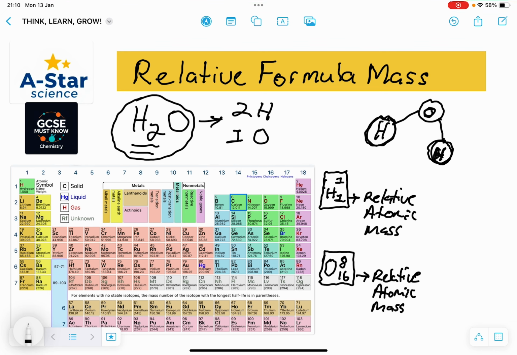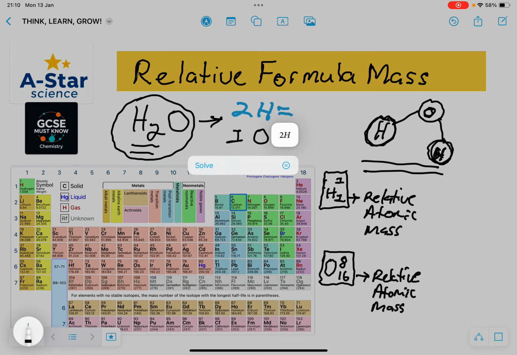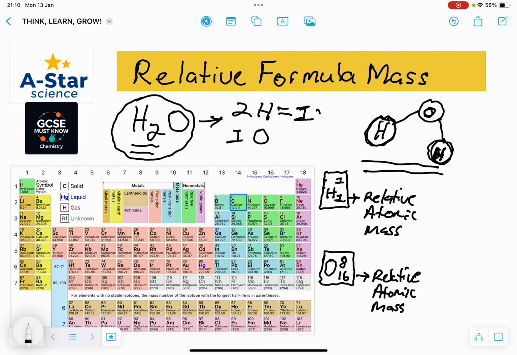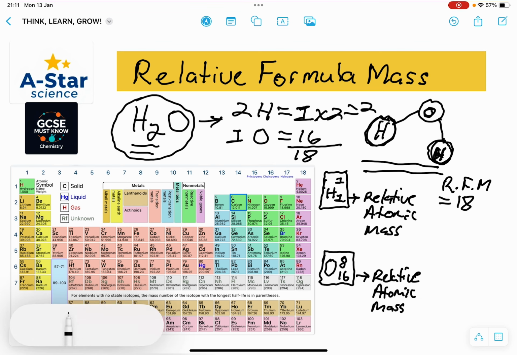So that means for this molecule of water, H2O, each hydrogen is worth 1. So here is 2 hydrogen, so that's going to be 1 times 2, which equals 2. And here for oxygen, there's 1 oxygen, so that equals 16 of the relative atomic mass. So in total, that equals 18. So the relative formula mass of water is 18. Okay, and so that's how you do it. So let's try another one.